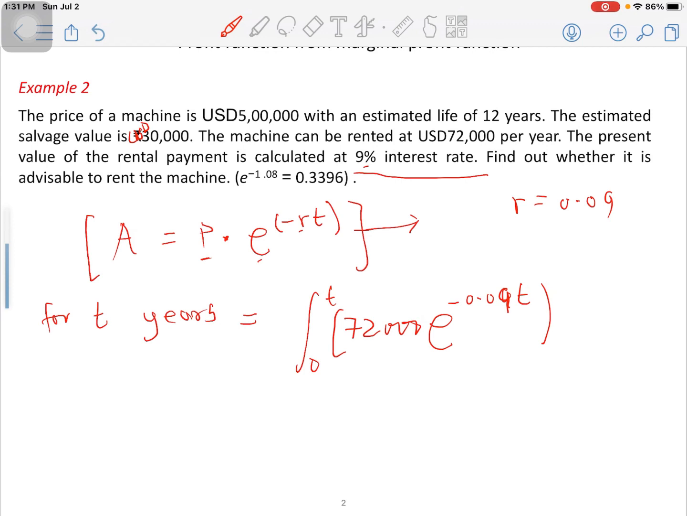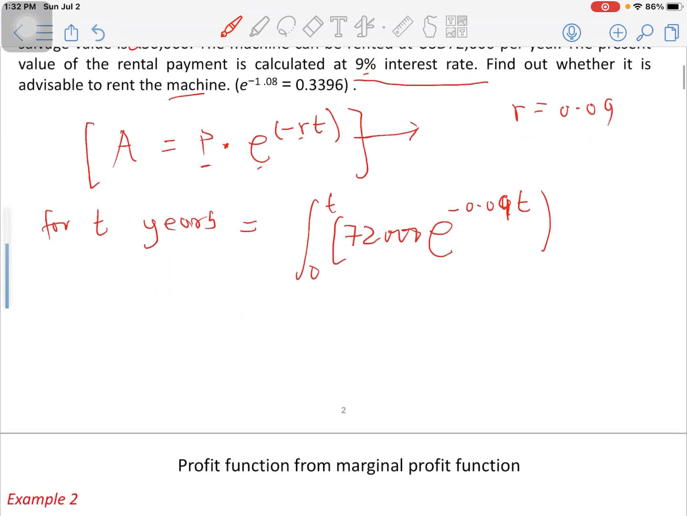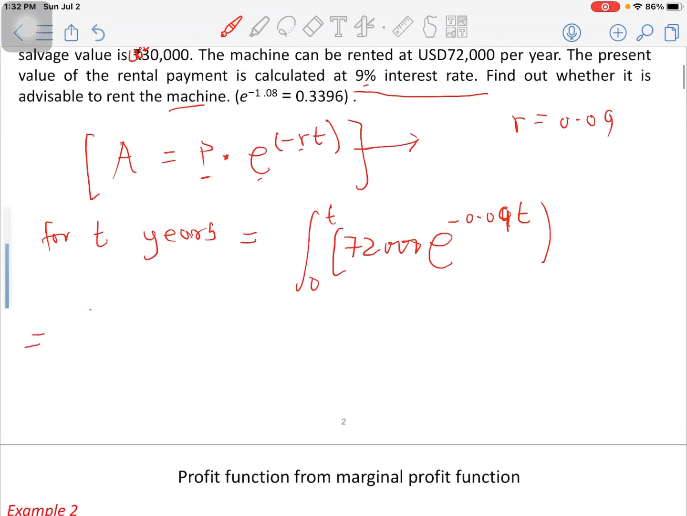So for 12 years, the machine can be rented for this amount per year. The present value of the rental payment is calculated at a 9% interest rate, and you should find out whether it is advisable to rent the machine, with an estimated lifespan of 12 years. So the present value of 12 years: let's assume that we have achieved the 12 years, and therefore our present value is going to be the integral from 0 to 12.